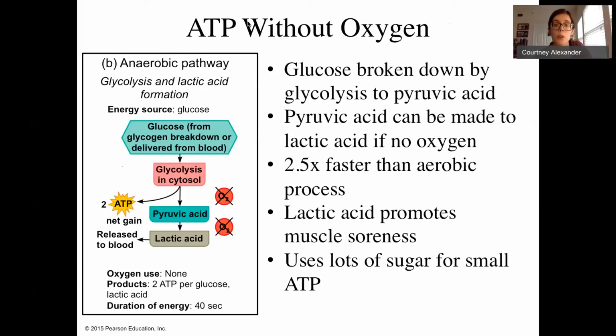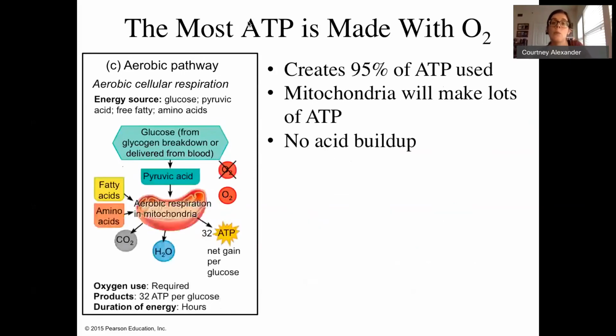What do we do if you want to exercise or contract that muscle for more than a minute? We've got to use oxygen. So we've got to take deep breaths. And this is the aerobic pathway. This is where 95% of your ATP comes from. Your mitochondria are going to get involved, and they're going to take that glucose, or maybe some fatty acids or some amino acids, and they're going to break it down, send it through aerobic respiration, and give us 32 ATP for every glucose molecule. And this can go hours and hours if you have enough aerobic capacity.